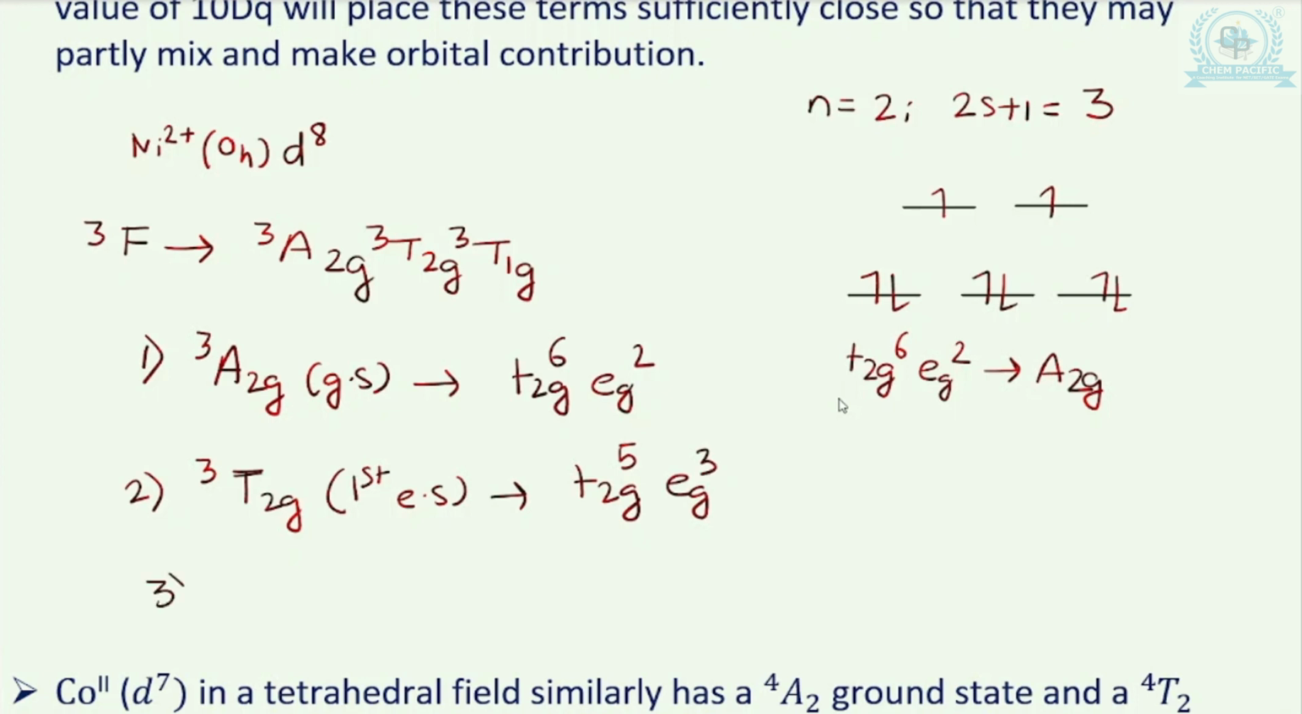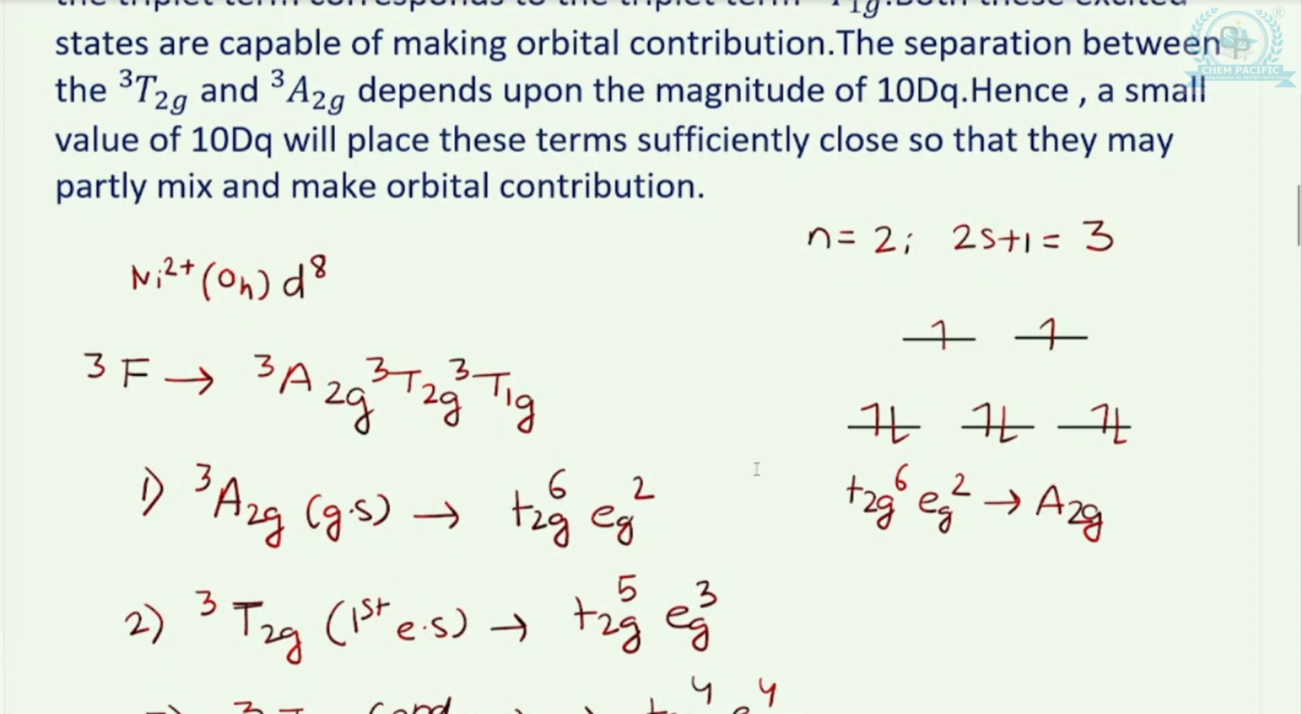Then the second excited state is 3T1g. This is your second excited state and this will result in one electron less in t2g, resulting in t2g4 eg4. Now the interesting part is that the energy gap between this and this is very less.